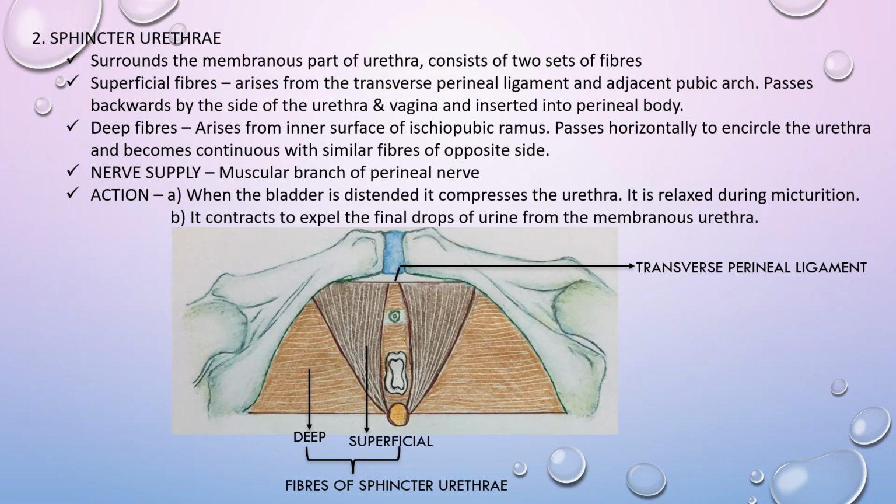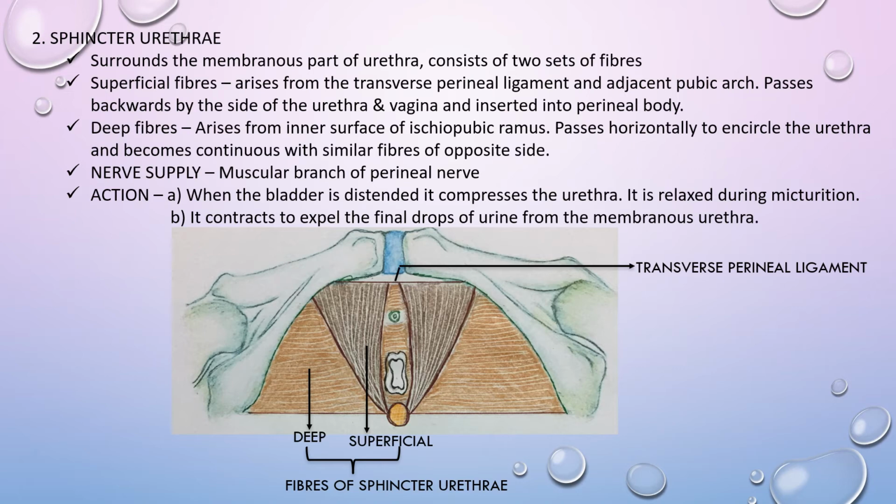The next muscle in the deep perineal pouch in female is the sphincter urethrae. This muscle surrounds the membranous part of the urethra. This muscle consists of two sets of fibers, superficial and deep. The superficial fibers arise from the transverse perineal ligament and the adjacent pubic arch. These fibers pass backwards by the side of the urethra and vagina and get inserted into the perineal body.